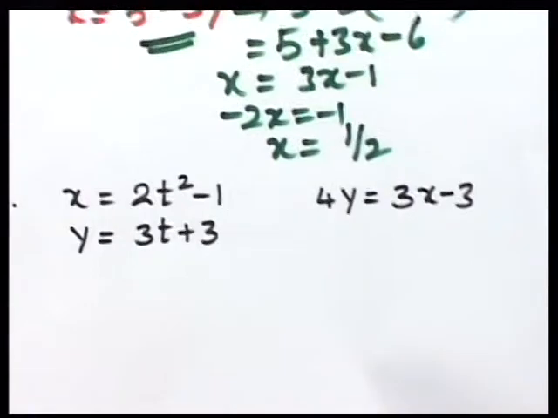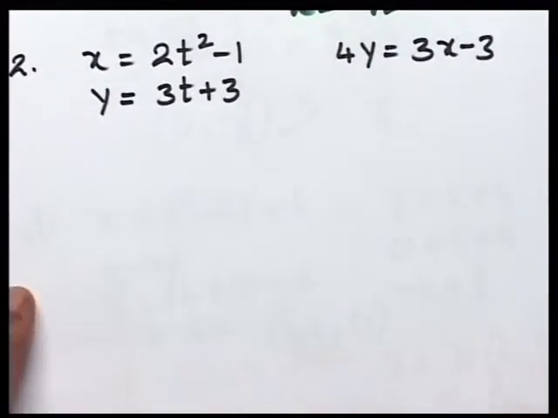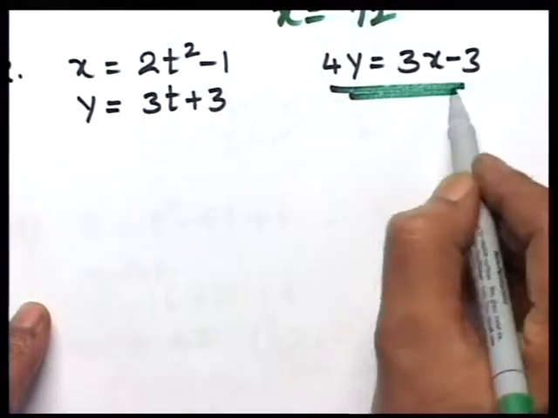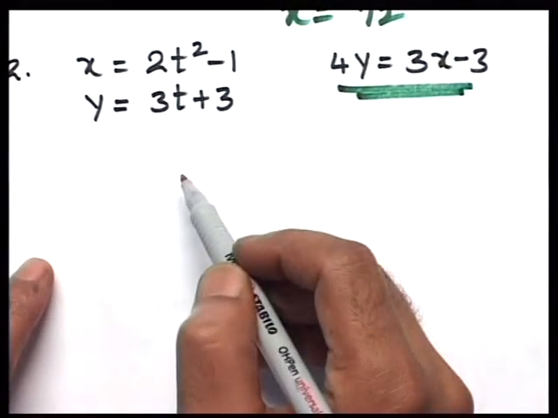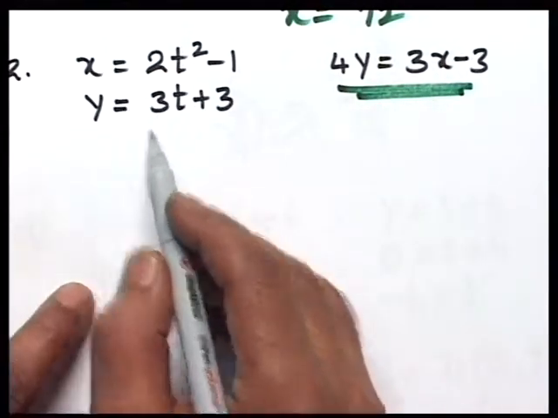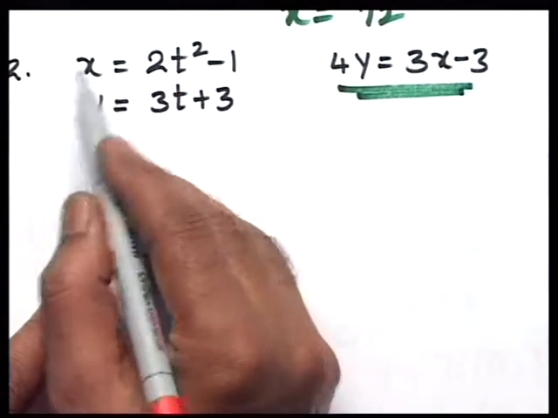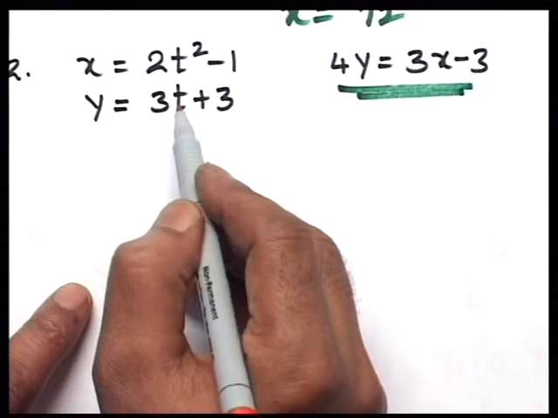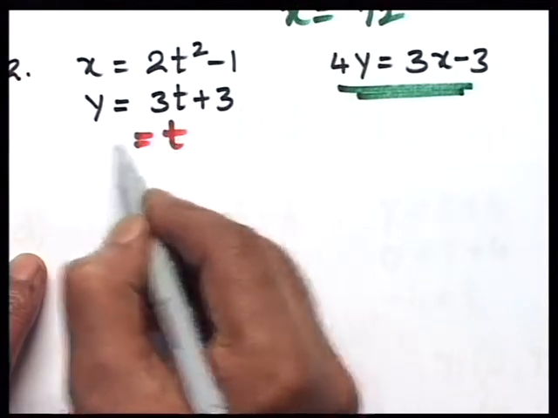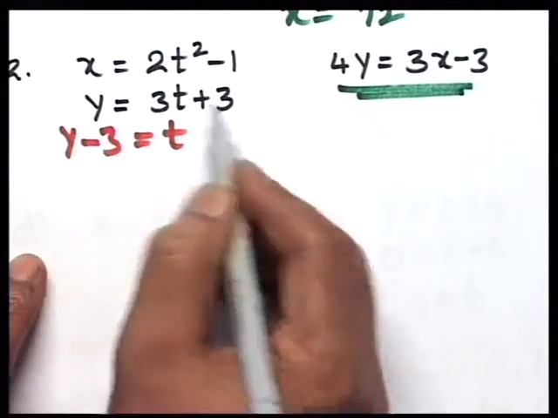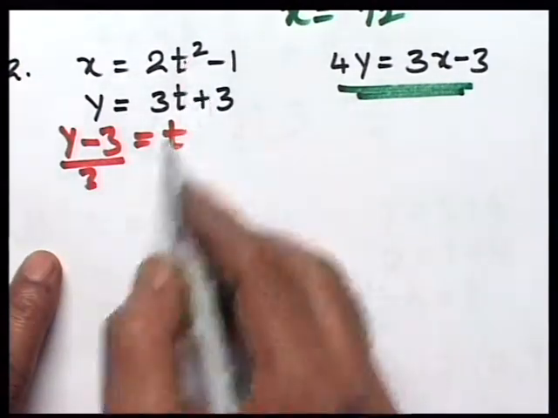Okay, the second question. You want to try? Copy that and find the values of x and y. That's the Cartesian equation, but this is not. So we need to change this into Cartesian. If I make t the subject, we are in trouble because we have a square root. Rather make t the subject here. Let's see what happens. T is equals to y minus 3 divided by 3. That's what we can substitute in place of t there.